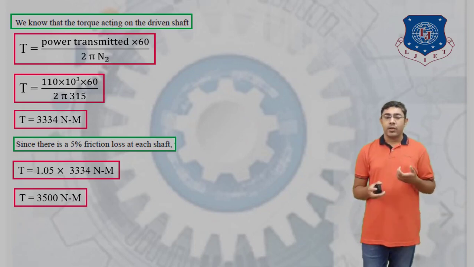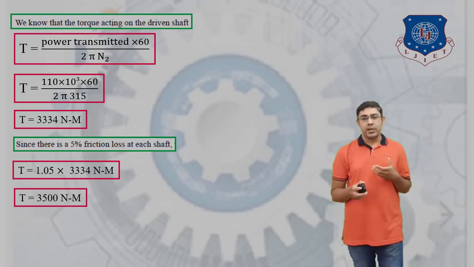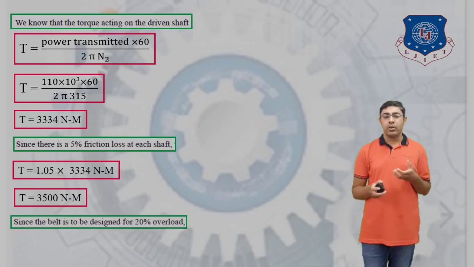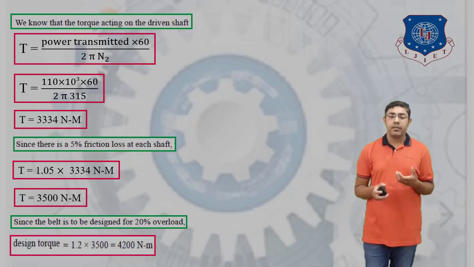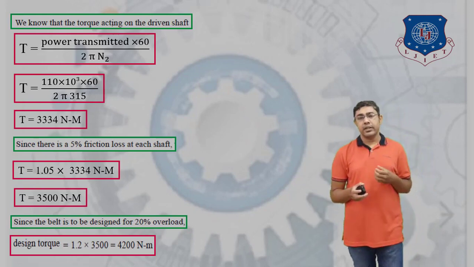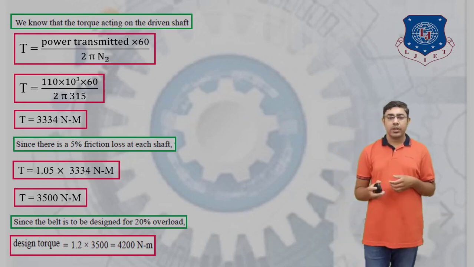So this is the torque, and now we have to find the design torque. Here we have to consider the 20% overload to calculate the design torque. So the design torque T is equal to 1.2 into 3500, and if we calculate that, we get the design torque equal to 4200 Newton meters.